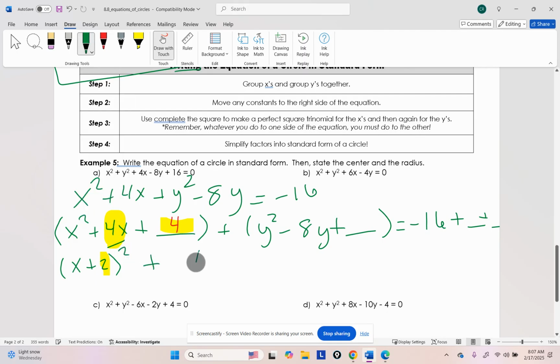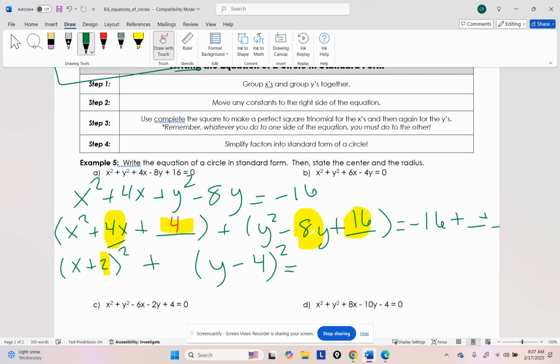Then we do plus, and we've got to work on our y section over here. Again, we're going to do 8 divided by 2, which is 4. So we're going to do y minus 4. Negative 8 divided by 2 gives me negative 4, and we're going to square that. Negative 4 squared is going to be 16. So we're going to put 16 here.